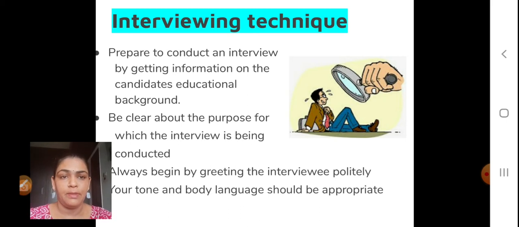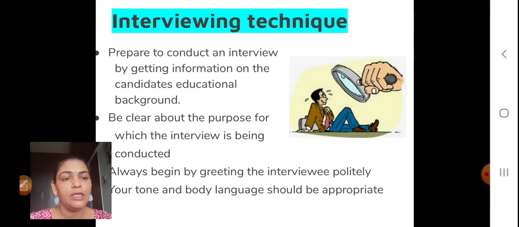Be clear about the purpose for which the interview is being conducted. Now, the purpose of the interview is to select a suitable candidate, which must be kept in mind. So when you have a suitable candidate, the questions, the discussion, everything should be focused on finding a suitable candidate.